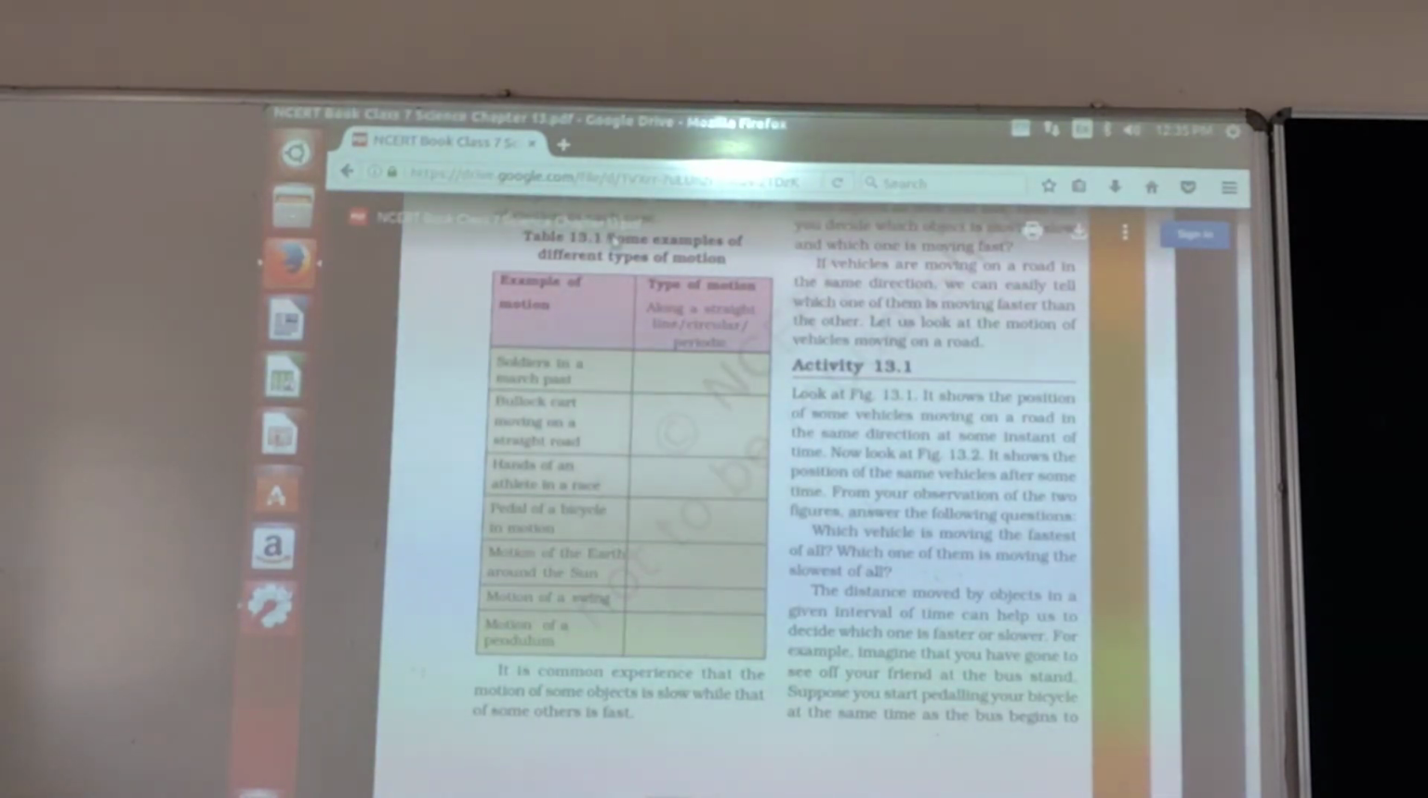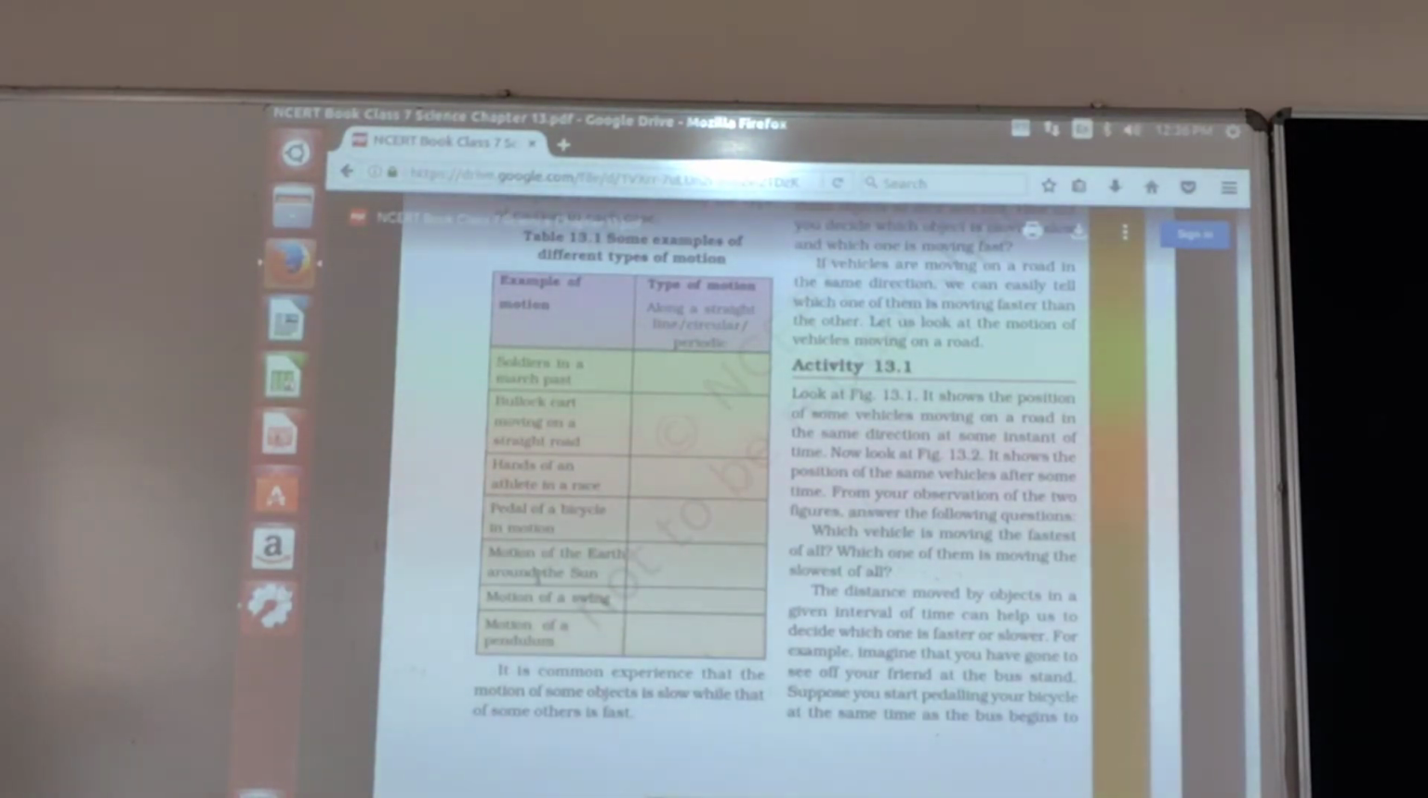Second is bullock cart moving on a straight road, this is also a straight line motion. Third, hands of an athlete in a race, this is periodic motion. Pedals of a bicycle, circular motion. Motion of the earth around the sun, that is also a circular motion. Motion of a swing, that is periodic motion. And motion of a pendulum, that is also a periodic motion.